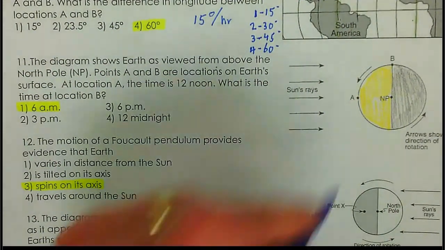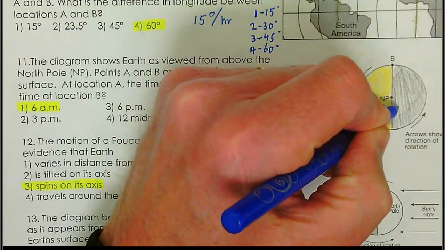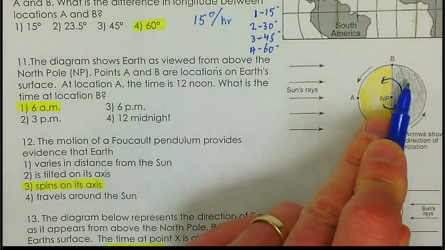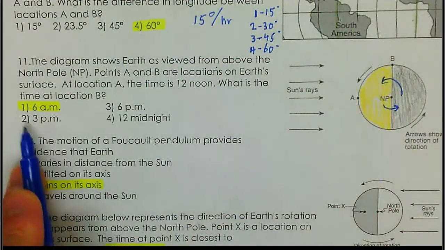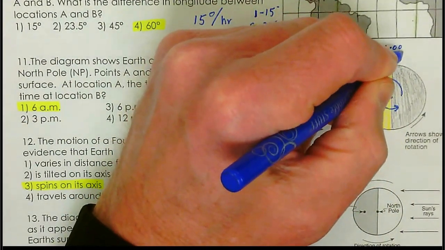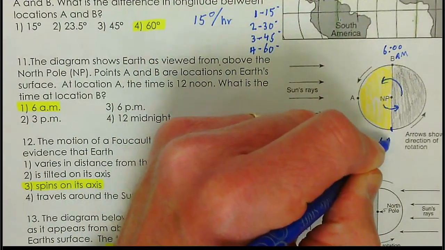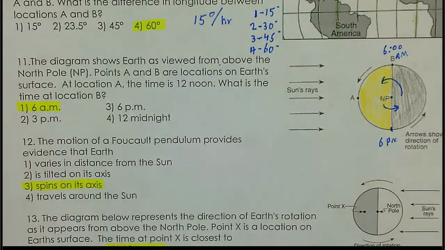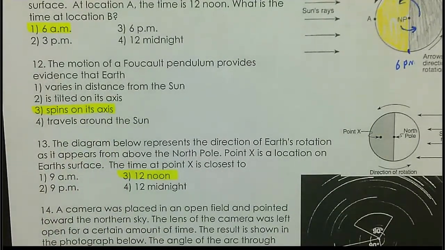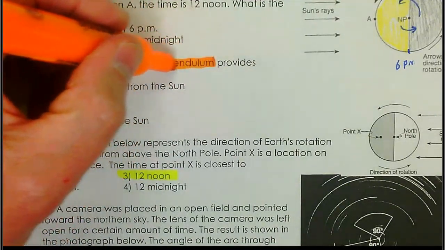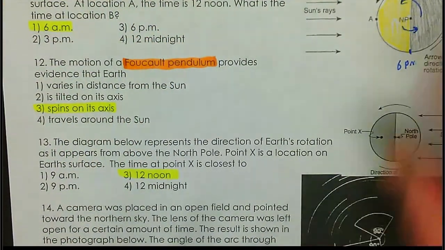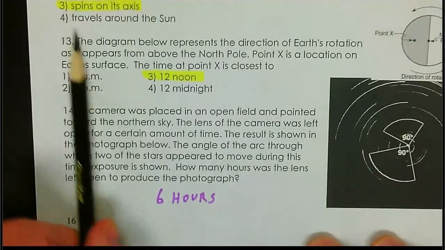So that's got to be either 6 a.m. or 6 p.m. And then I just got to look at the rotation. If the Earth is rotating this way, when you go from nighttime to daytime, going from night to day happens in the morning, 6 a.m. Down here would be 6 p.m. because we're going into nighttime. Number 12. As soon as you see anything about Foucault's pendulum, you know it's talking about the rotation of the Earth or the Earth spinning.